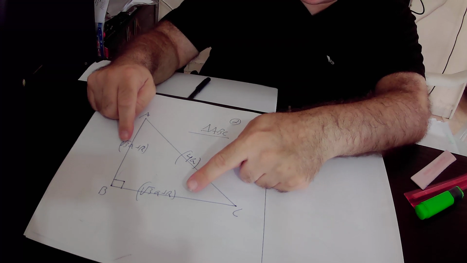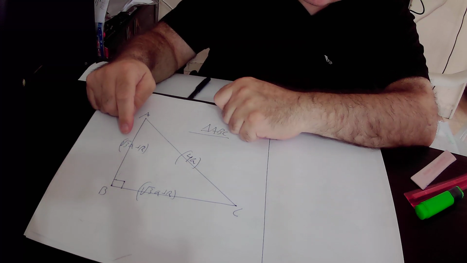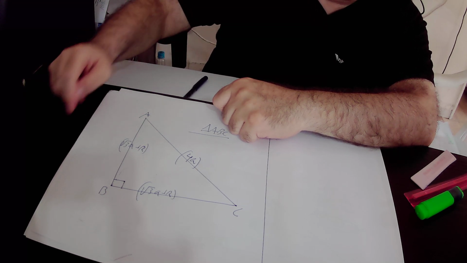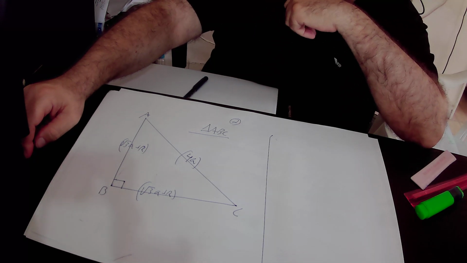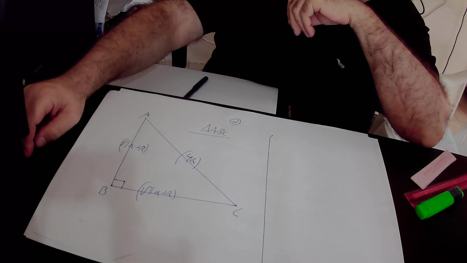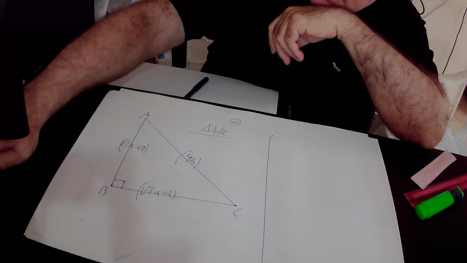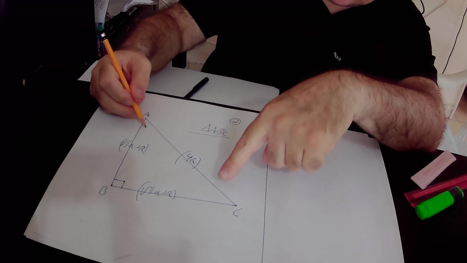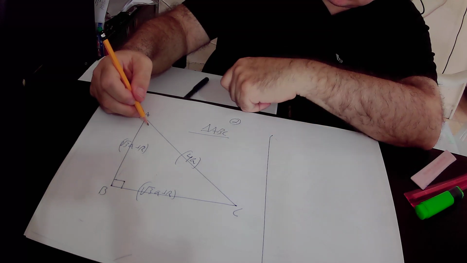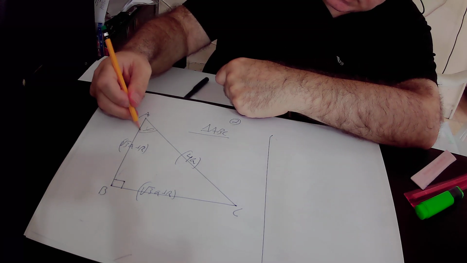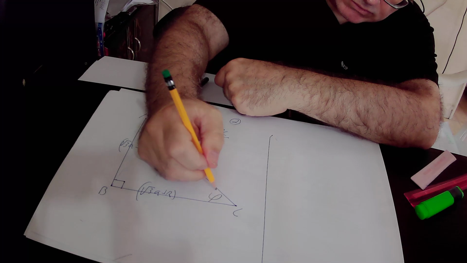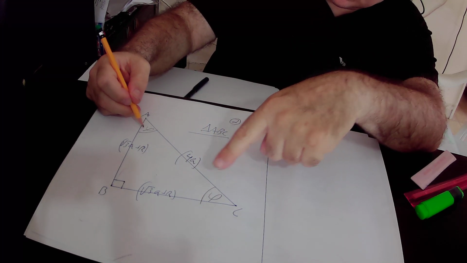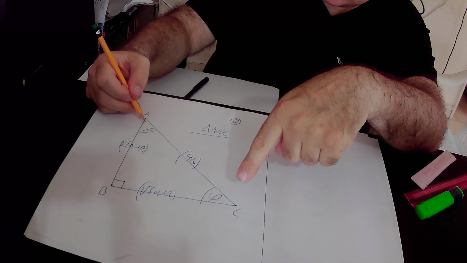So in triangle ABC, those two sides are equal to each other, and we have the rule that in front of equal sides in a triangle, there are equal angles. So in front of those two sides, we have those two angles that are equal to each other. If this angle equals alpha, then this angle must also equal alpha because they are located in front of equal sides.